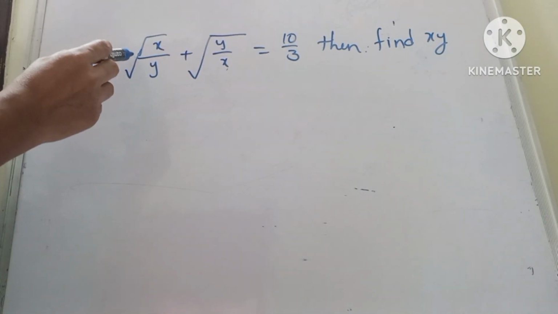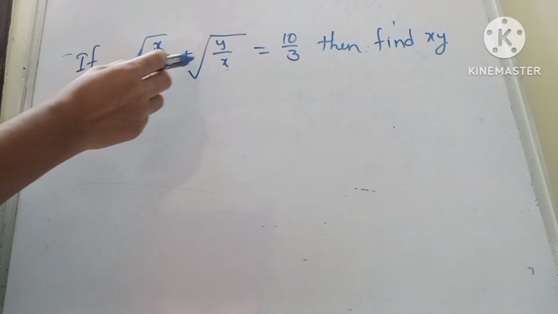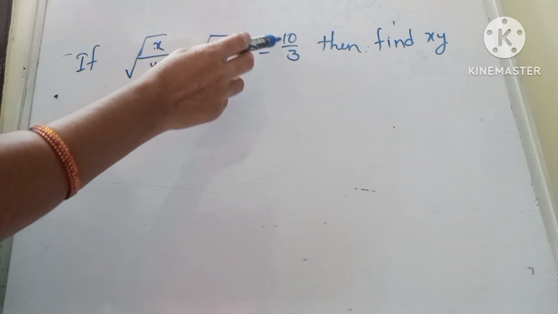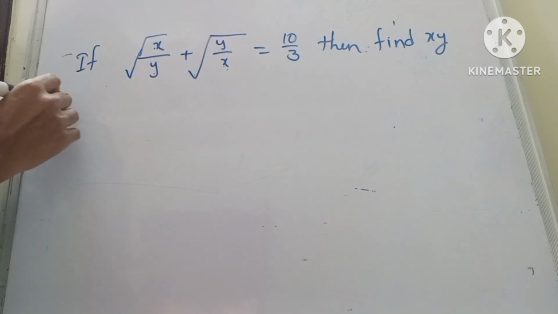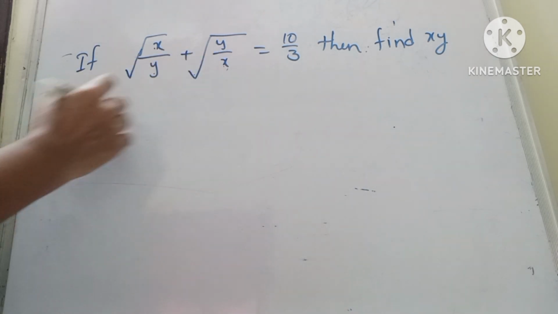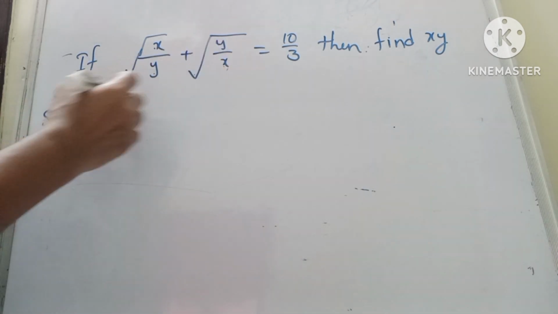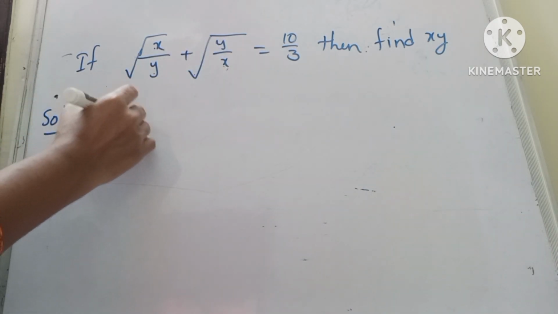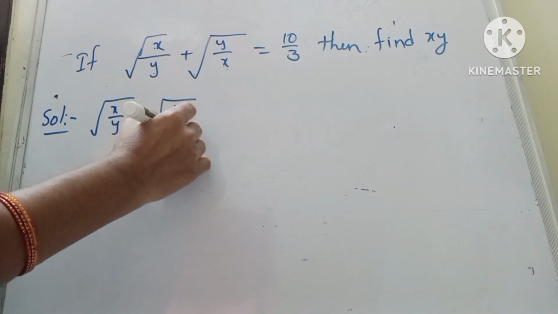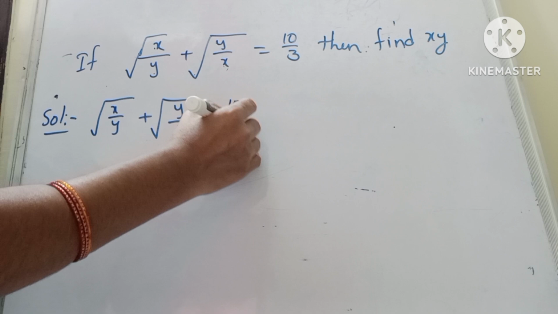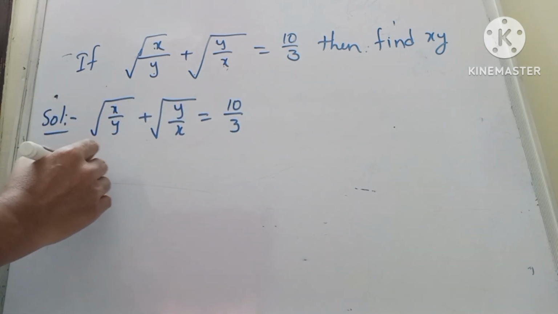If square root of x by y plus square root of y by x equals 10 by 3, then find x times y, x into y. Solution: squaring on both sides to find x times y. So square root of x by y plus square root of y by x equal to 10 by 3. Squaring on both sides.